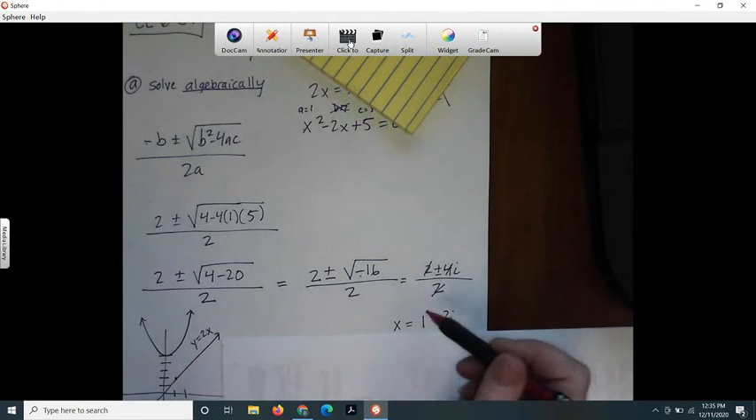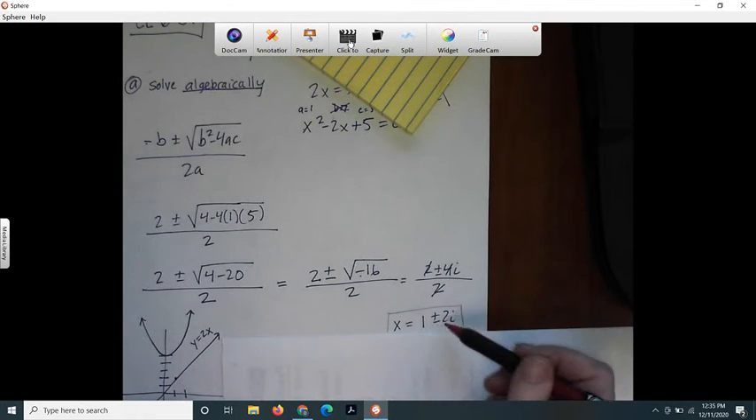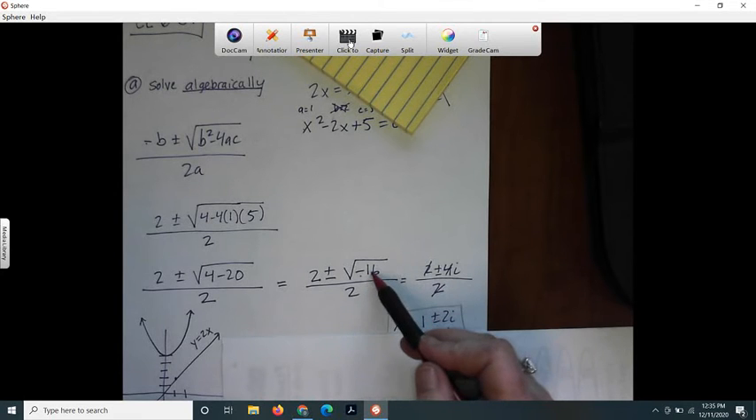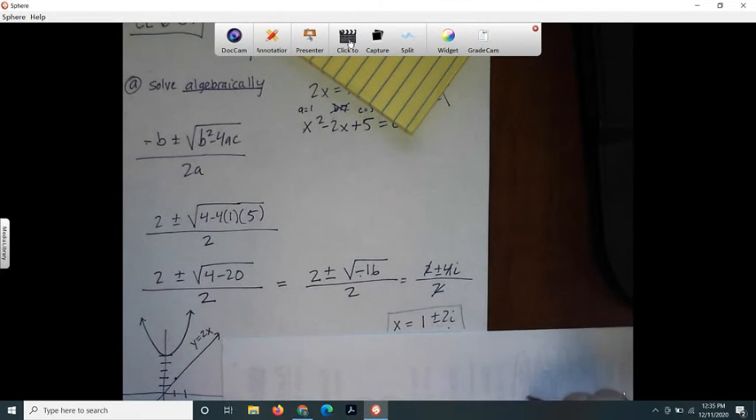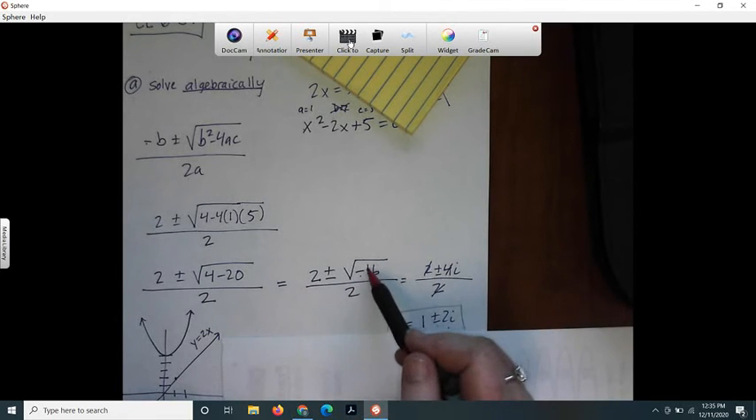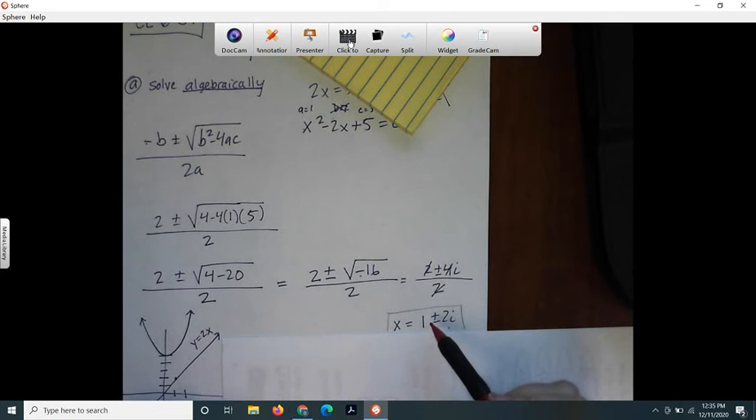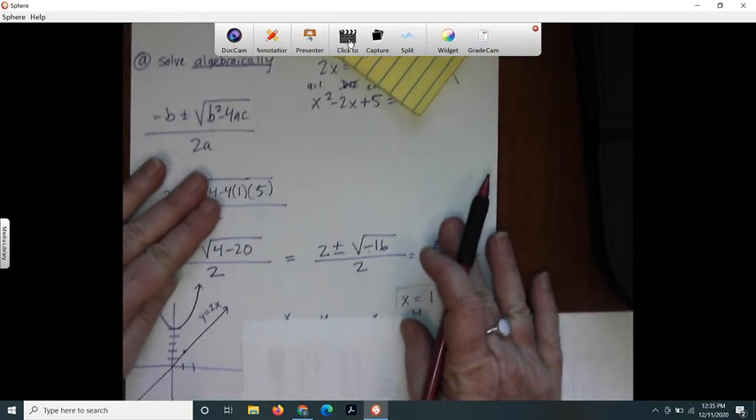But I think you should have at least gotten to here, because that shows that there's no real solution. You can't just say, oh, there's no solution, because it doesn't factor. You have to at least show that you got an imaginary number. And then for letter B, it says, what does that mean?